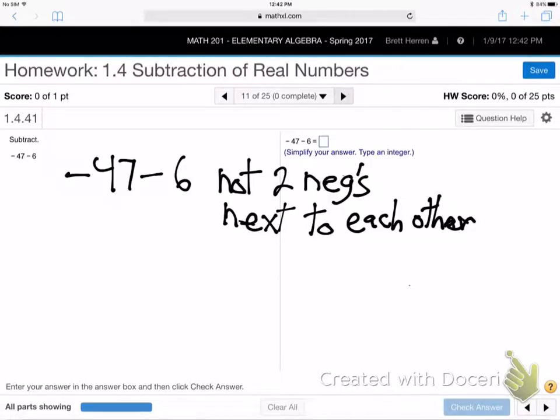No, don't think that way. Don't even think adding and subtracting at first. Just think real life. Gains and losses. Math should reflect the real world. So that negative is on the 47, and that negative is on the 6.